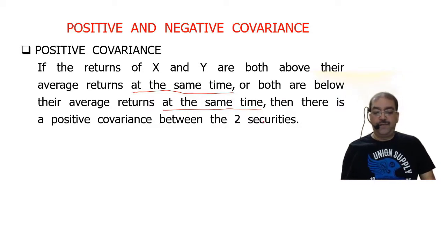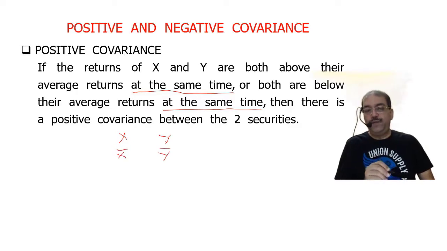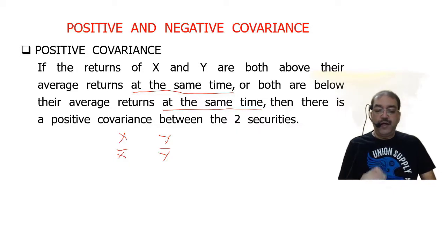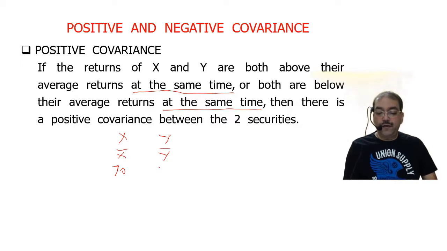Let us say that the two securities are X and Y, and X bar and Y bar are given to me, or I have calculated X bar and Y bar. And I find that X bar is 70, Y bar is 45. Okay, this is the data that I have got.